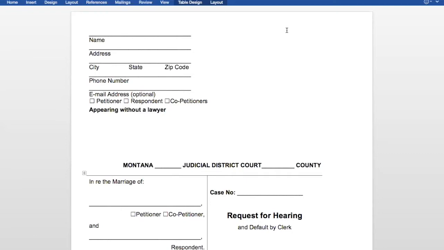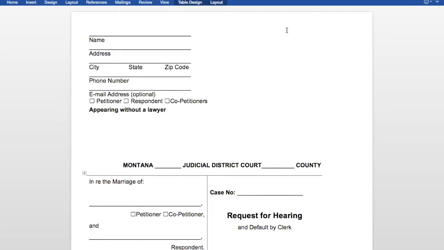Either the petitioner or the respondent can fill out MP 701, Request for Hearing and Default by Clerk. This form is used to request a hearing in order to finalize your dissolution. Once the petitioner serves the respondent, the respondent has 21 days to file a written response with the district clerk of court.